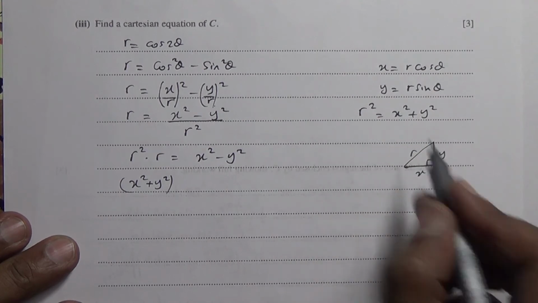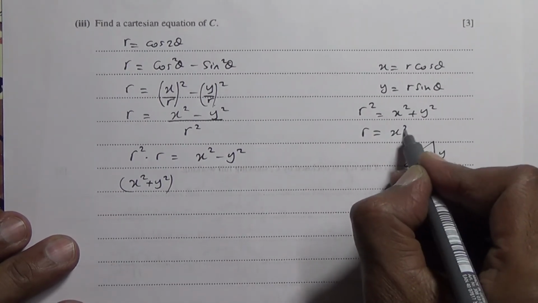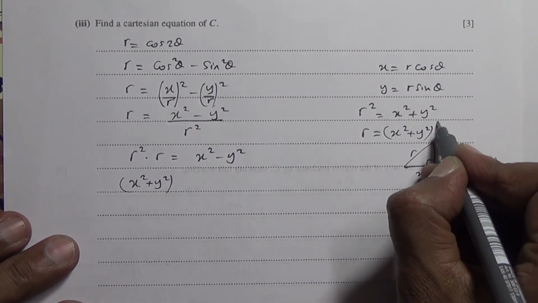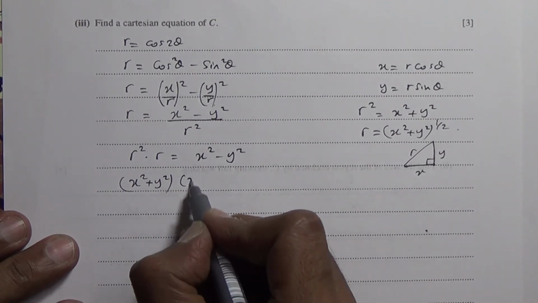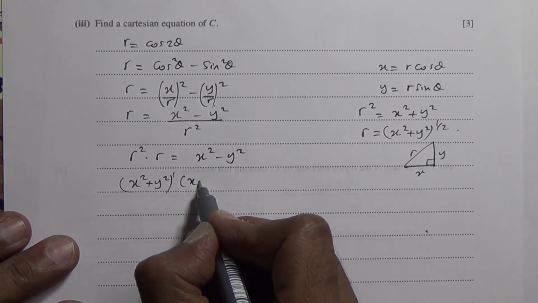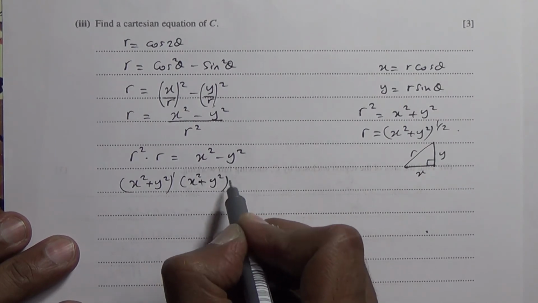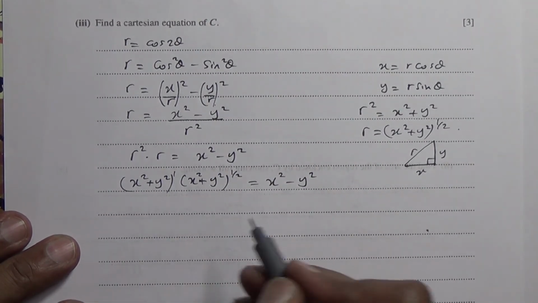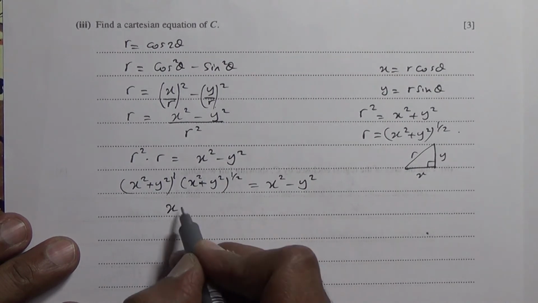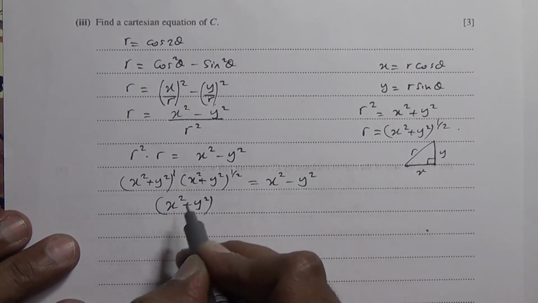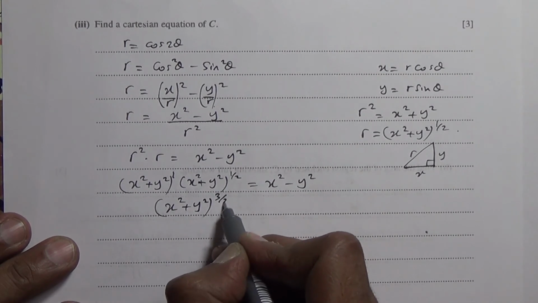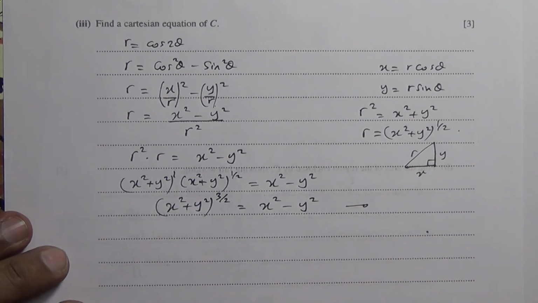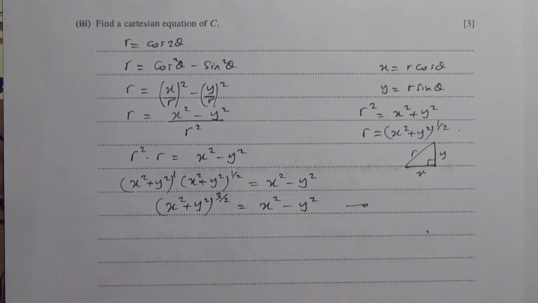And what is r? From here we know that r squared is equal to x squared plus y squared. You send the square to the other side, it becomes the square root, so that's power half. So we have then x squared plus y squared to the power of half, is equal to x squared minus y squared. Multiply these two, you use the law of indices, so you're going to get x squared plus y squared to the power of 1 plus half, which is 3 over 2, is equal to x squared minus y squared. Here we are. This is our Cartesian equation of C. Done.